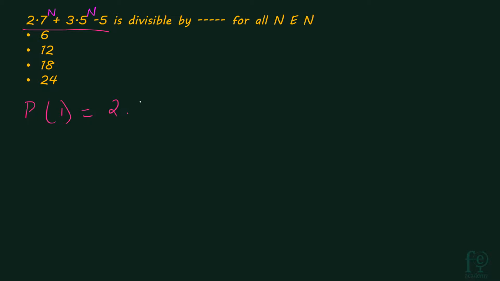So P of 1 you will be getting as 2 into 7 raised to 1 plus 3 into 5 raised to 1 minus 5, which will be giving you 14 plus 15 minus 5, or 14 plus 10 is equal to 24. So indeed we are having the option 24 here. So 24 will be your answer.